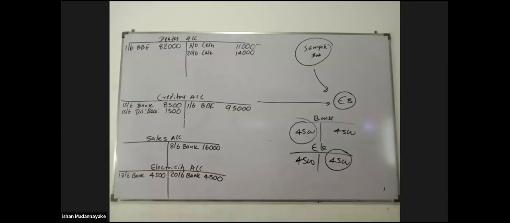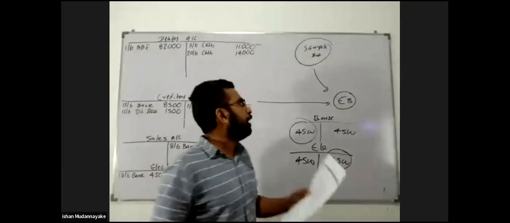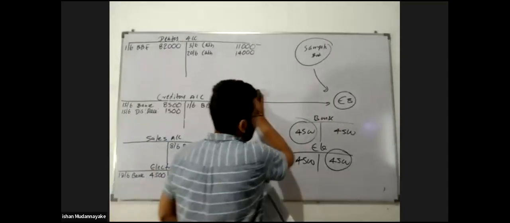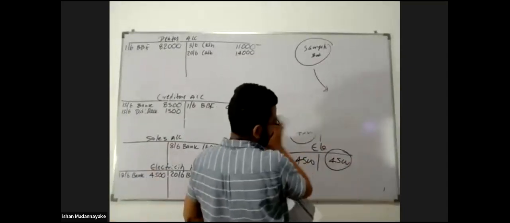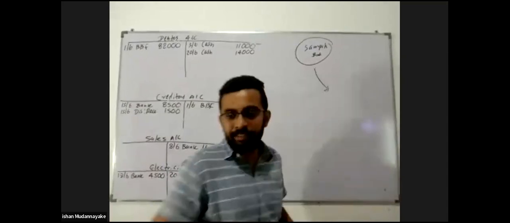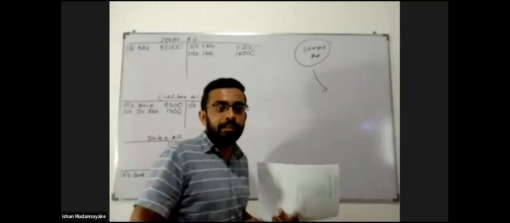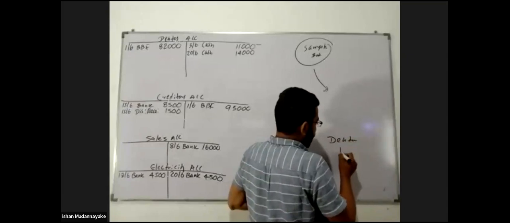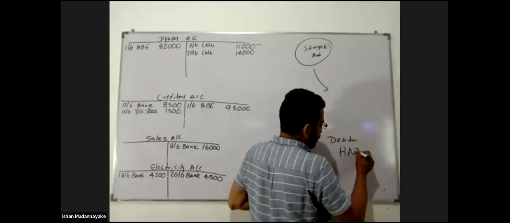We received a 40,000 check from a debtor and we deposited that check in Sampath Bank. The check was drawn on the debtor's current account in the debtor's bank. Let's say a debtor maintains his account in HNB bank. He provided us an HNB bank check.